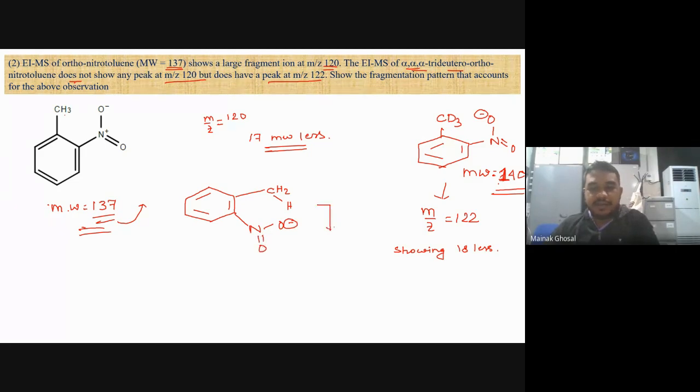Now if you go to the mechanism, I am writing the structure in a slightly different way. There is a chance that this will affect this hydrogen, this will give this one, this will leave this one. And since it is leaving this one, it will be left with OH.